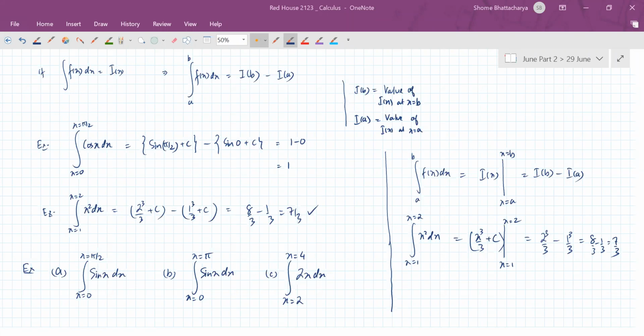Sir, on the right hand side, what does that line represent after I of x? That line represents that it's a definite integration. So we have to put the limits in the indefinite integral, that we have to substitute, I(b) minus I(a). Understood, no? Yes, sir.